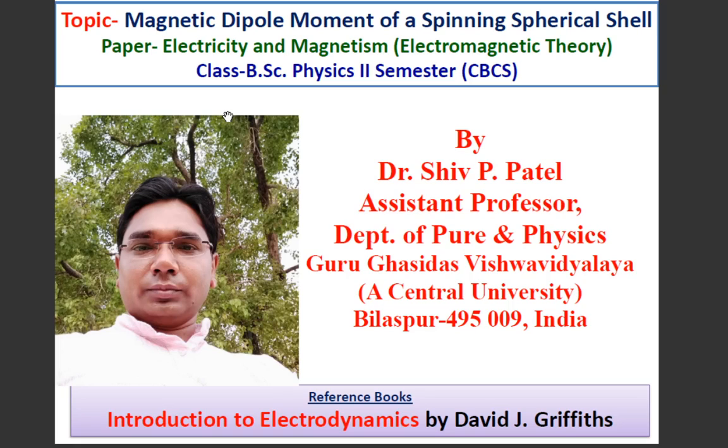Of circular wire. And since magnetic dipole moment is a vector quantity, obviously if the circular loop is placed in the xy plane, the area vector will be along the z direction. So we know that the magnetic dipole moment m vector is I into the area vector. So obviously this means the magnetic dipole moment will align in the direction of the area vector. So obviously the dipole moment will be along the z direction.